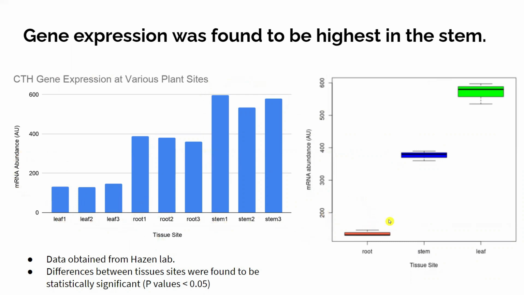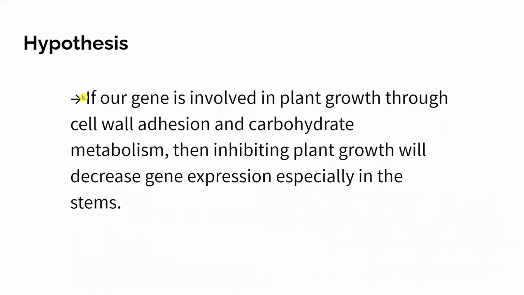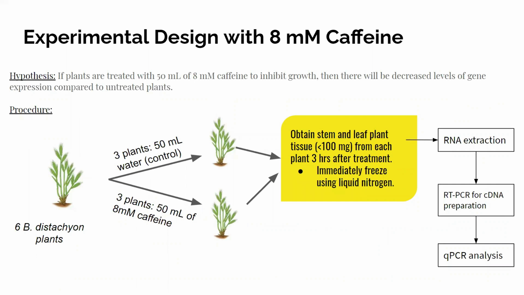This shows a low standard deviation between the mRNA abundance in each tissue site, with the highest mRNA abundance being in the leaves. So using our preliminary data, this led to us formulating a hypothesis that stated if our gene is involved in plant growth through cell wall adhesion and carbohydrate metabolism, then inhibiting plant growth will decrease gene expression, especially in the stems.